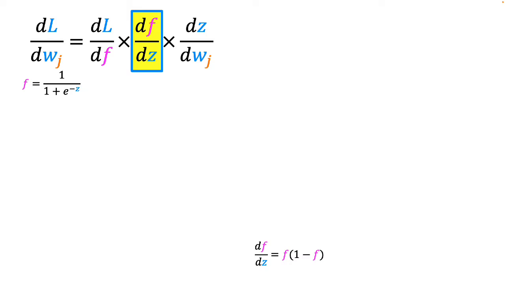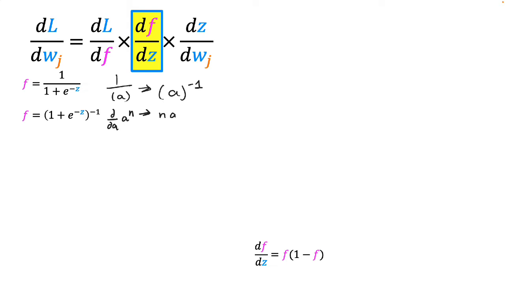First, recall that f is equal to 1 over 1 plus e to the minus z. That's the sigmoid function. And one rule of math is that 1 over some variable a is the same as a raised to the power of negative 1. So let's rewrite f like this: 1 plus e to the minus z, quantity raised to the negative 1 power.